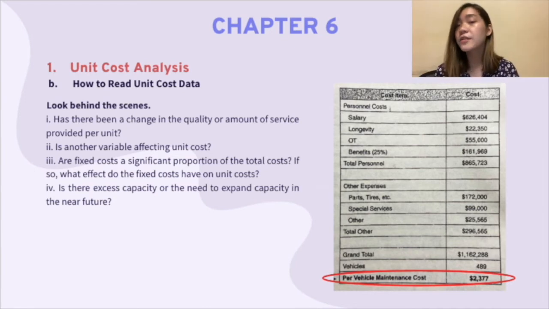An example of another variable affecting the unit cost would be that the unit cost of clearing snow may increase from one year to another, not because of a decrease in efficiency in clearing snow, but because of the higher snowfall in the second year.